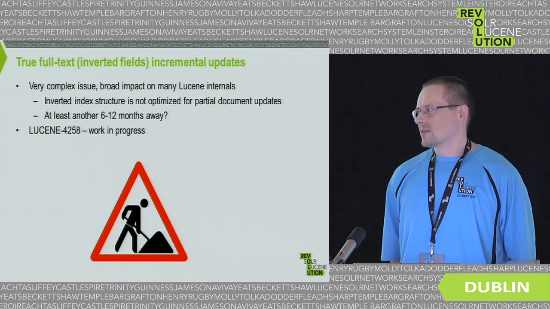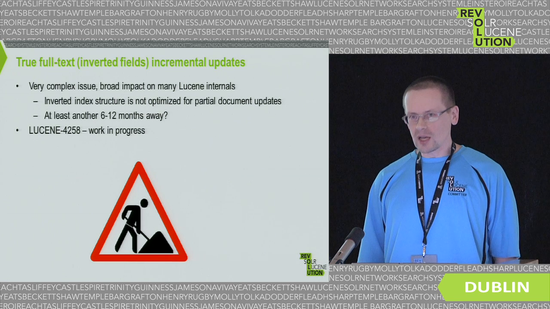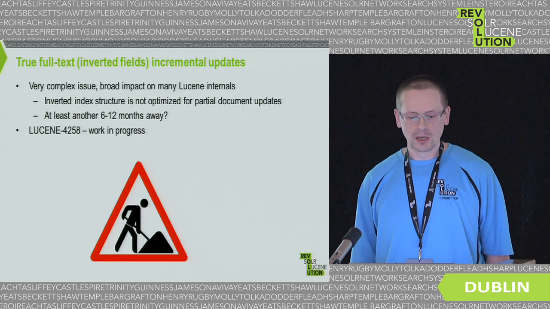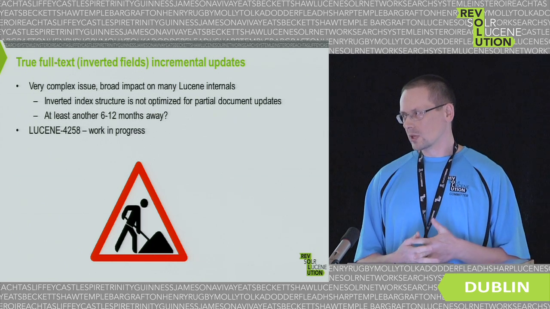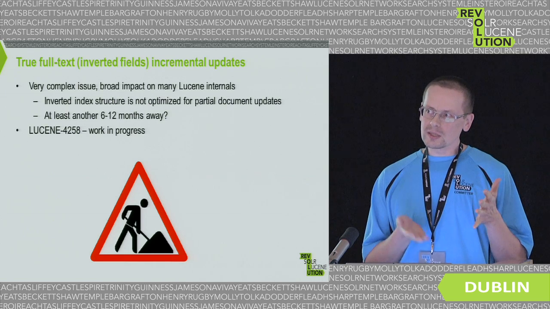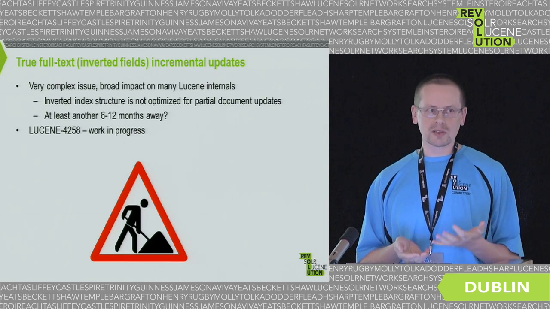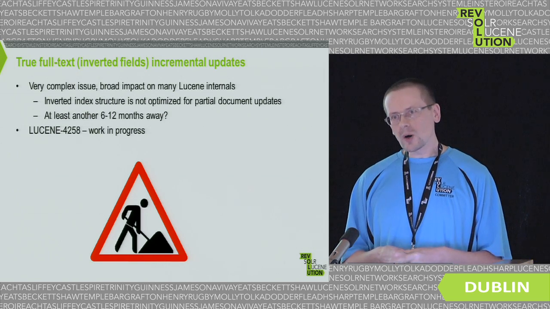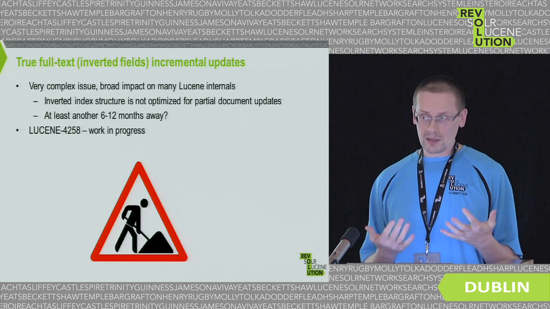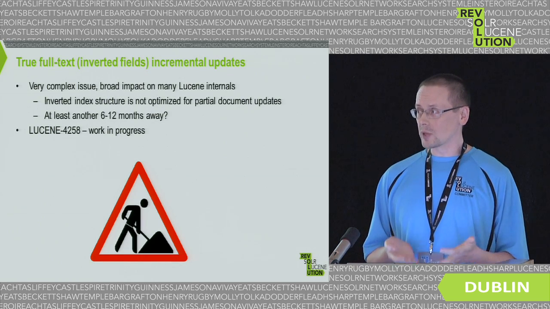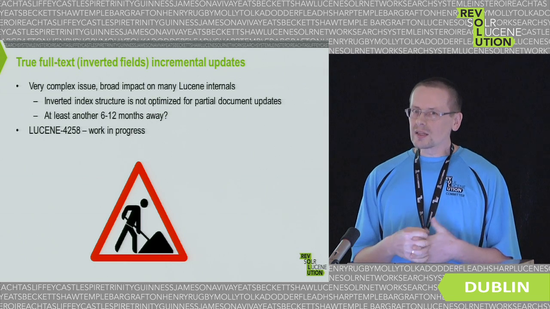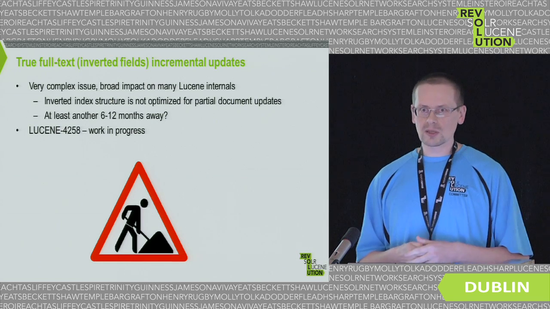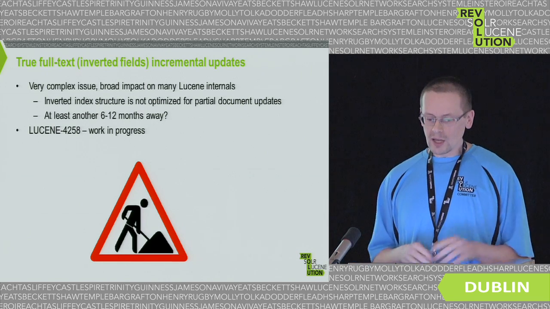first the bad news. The true field level updates for full text searchable fields are still not there in Lucene. This is really a very complex issue, and partially it has to do with the organization of this inverted data in the index. It's simply not optimized for these partial updates. So that's why there were several attempts to implement this, but this is still pretty much a work in progress.